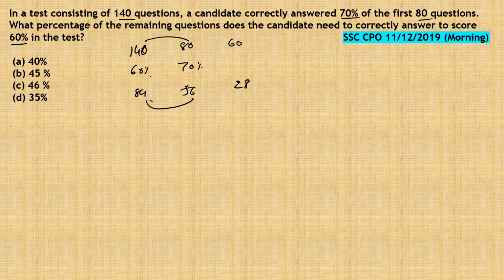You need to score 28 questions correctly from 60 questions, and to find the percentage we need to find 28 by 60 into 100. You need to score 28 questions from 60 questions. That simplifies to 140 by 3, which gives 46.6. That is option number C, the answer.